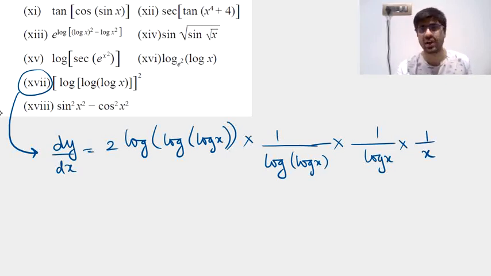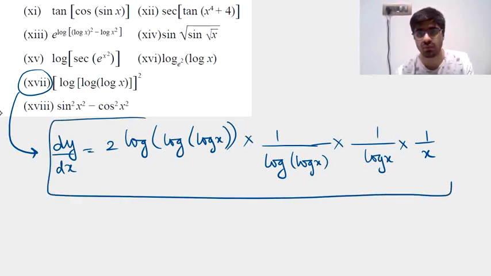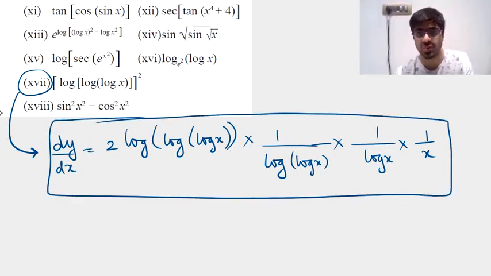It's very simple, but at times because of so many log terms, it tends to get confusing. So take a minute to look at it very carefully, and once you're fully convinced with the terms here, then you can go ahead with the next one. So you can say that the final expression is 2 times log of log x divided by x into log of log x in the denominator.